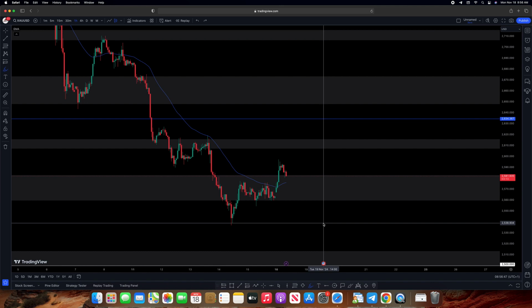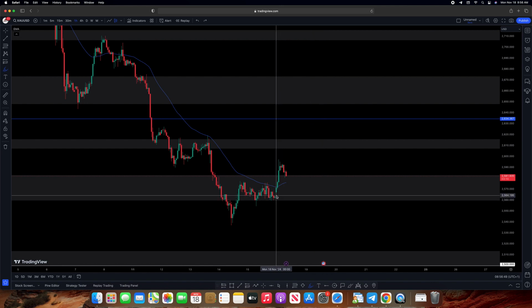So let's see how this is going to play out. Just open your eyes and keep watching. Let's just follow the market structure. Market structure is the king.